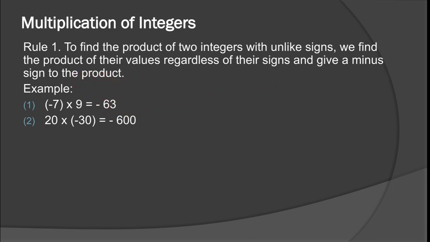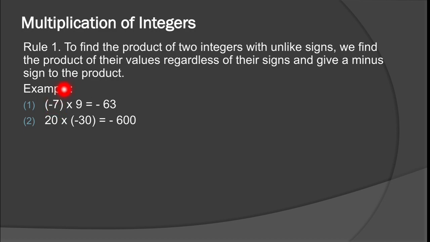It means if we are given two integers having opposite signs, then what we have to do? We just ignore their signs and multiply their values. And after multiplying their values, we put a minus sign before that product. For example, here we have two integers, minus 7 and 9. It is clear that minus 7 is a negative integer and 9 is a positive integer, so they have opposite signs. So when we have to multiply this, what do we do?